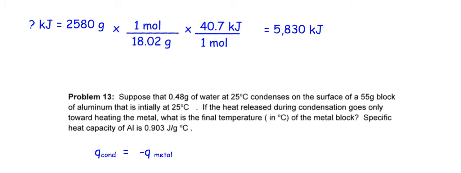All right, so suppose you have 0.48 grams of water at 25 degrees condenses on the surface of a 55-gram block of aluminum that's initially 25. If the heat released during the condensation only goes towards heating the metal, what's the final temperature of the metal block? Specific heat capacity of aluminum.